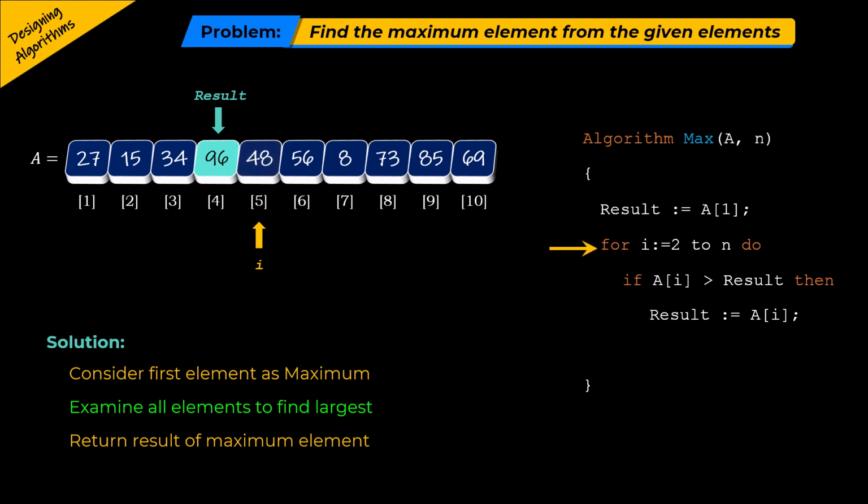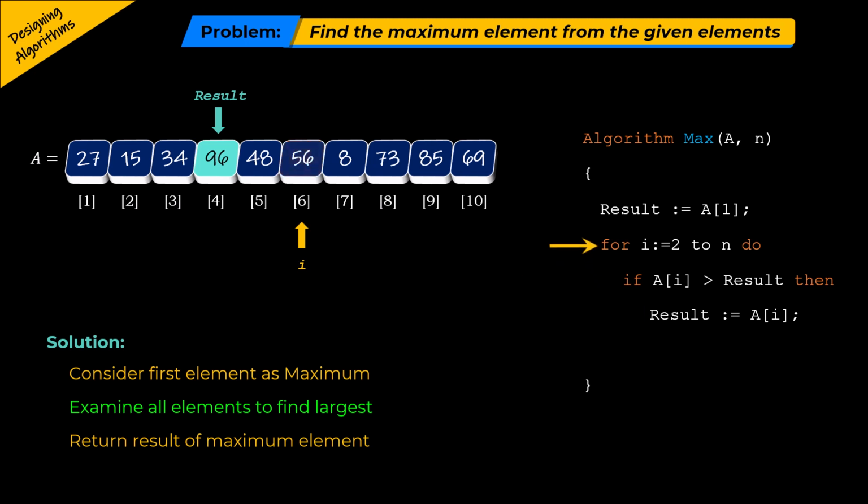Then we go back to the for loop where variable I will be incremented. So variable I was 5 and now variable I will be 6. Then we check the if condition. At this point, we have variable I as 6. So a of 6, which is the element 56, is smaller than the result, which is 96. So the condition in the if statement is false, and since the condition in the if statement is false, the statement within the if statement will not execute.